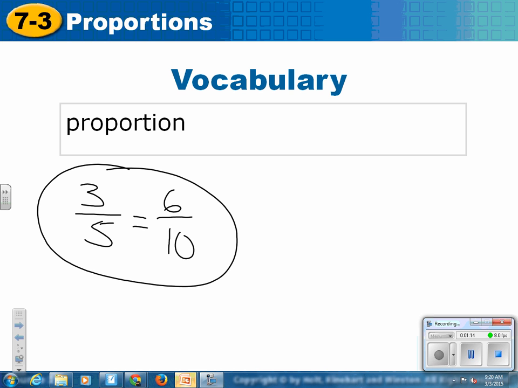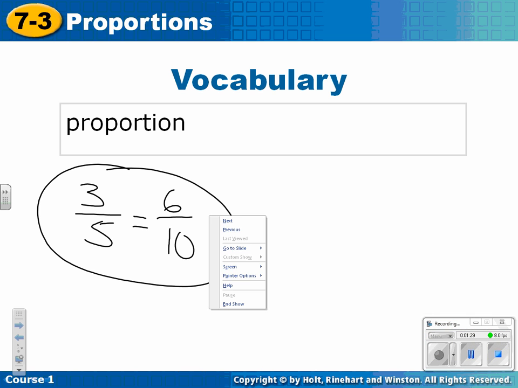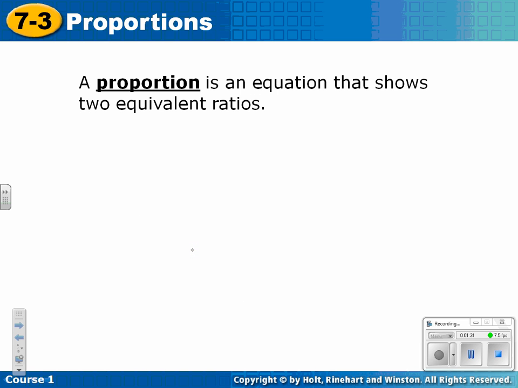Okay? Simple enough. Everyone understand that? A proportion is an equivalent ratio. Two ratios that are equivalent with the equal sign in between. Simple. Yeah, we already talked about that.